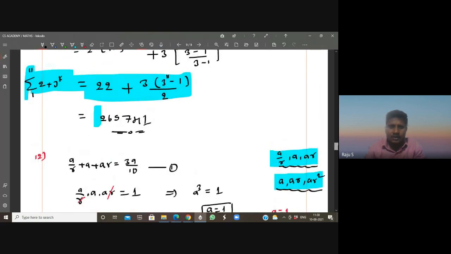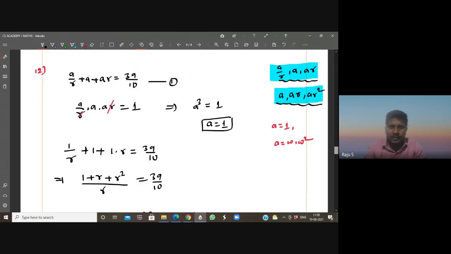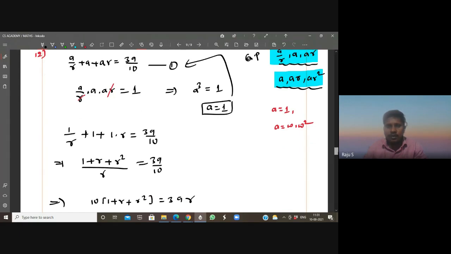Students, what I have done here, in this question, the sum is given and the product is given. The sum is 39 by 10 and the product is 1. Since the product is given, I take the first three terms of the geometric progression as A by R, A, AR. When I multiply them, A cube is equal to 1, so we got A is equal to 1. Then this A is equal to 1 is substituted in the first equation, and we got the common ratio.